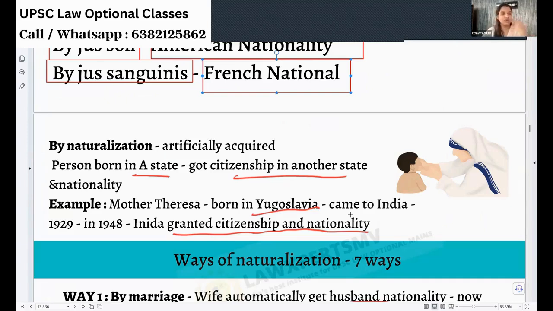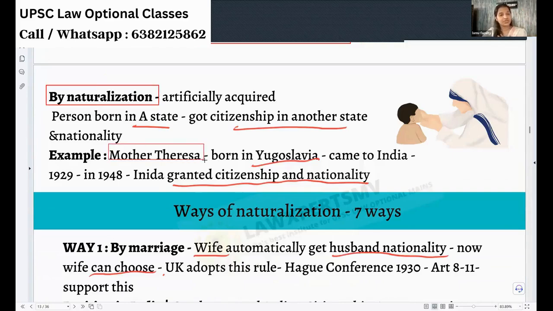Another mode of acquiring nationality is by naturalization. Naturalization means artificially acquiring nationality. You go to the US, you stay there, you work there, you apply for the green card, and then you get the green card. So by naturalization, you are artificially acquiring a country's nationality by following the domestic requirements the country is providing. Mother Teresa is the best example. She was born in Yugoslavia. She came to India and India granted her citizenship and nationality.